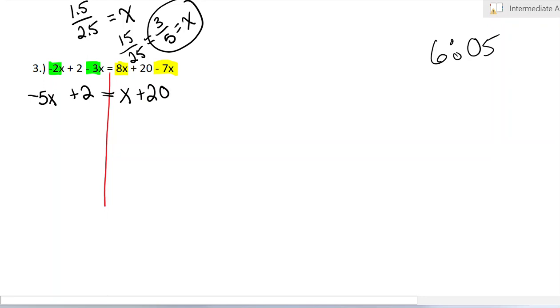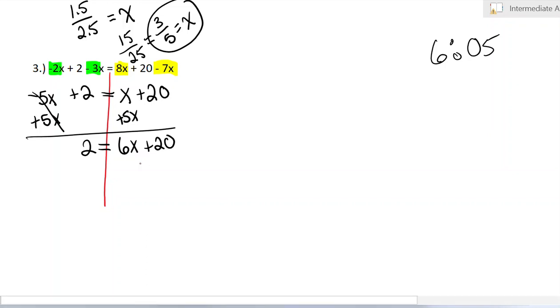And now we simplified both of those sides, but I need to bring the x's together. So I can either add 5x to both sides, or I can subtract x. I'm going to choose to add 5x. It's going to cancel here. And we're going to get 2 equals 6x plus 20.